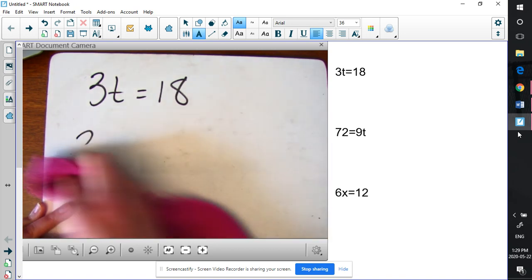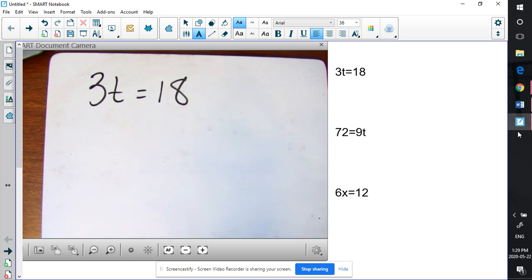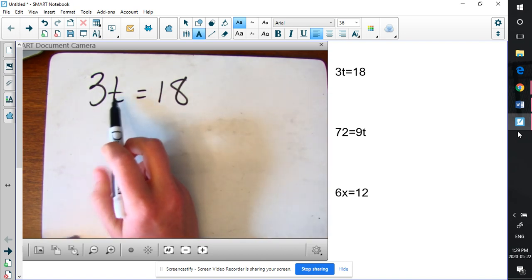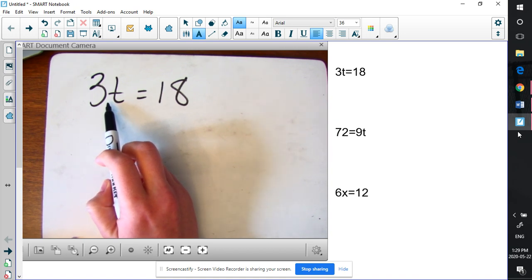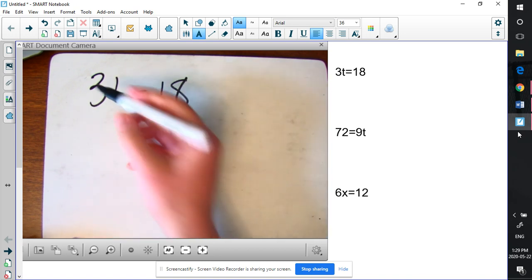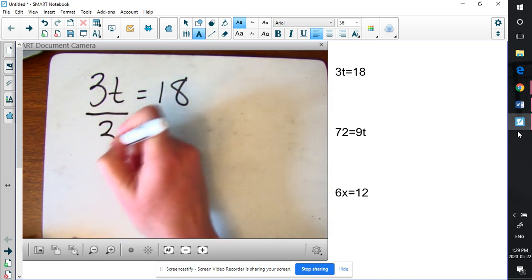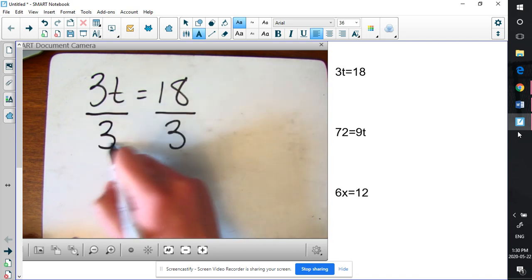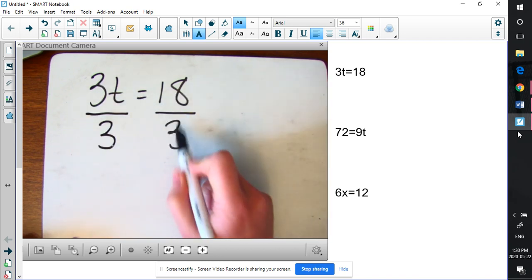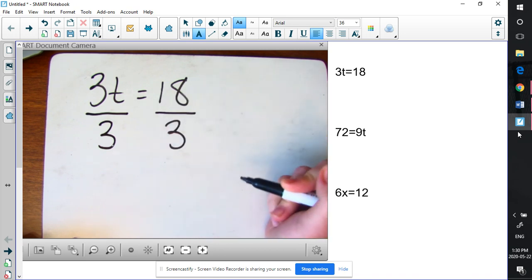If not, that's okay. Whenever there is a number right beside a variable, there is a hidden operation of multiplication. Now we're going to use opposite operations. The opposite of multiplication is division. So I'm going to divide by 3. Whatever you do to one side, though, you have to do to the other. And that's why I've done divide by 3 on the other side as well.